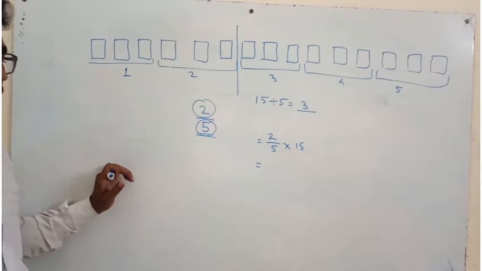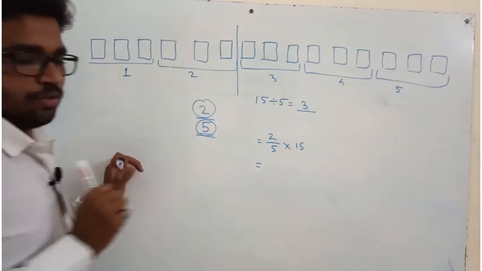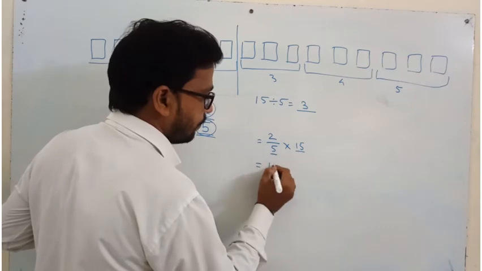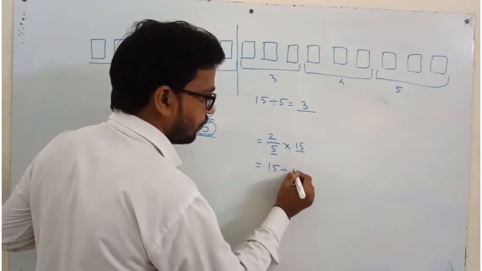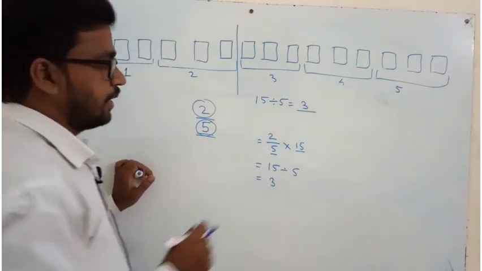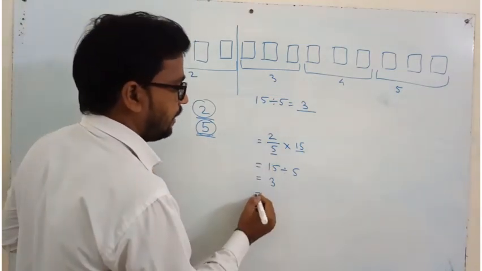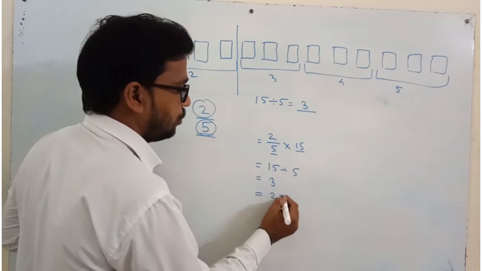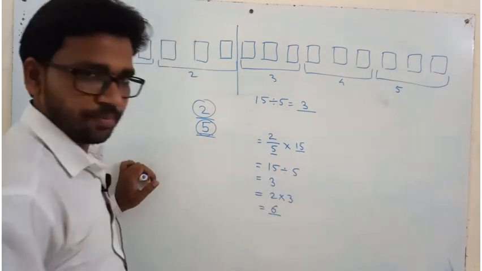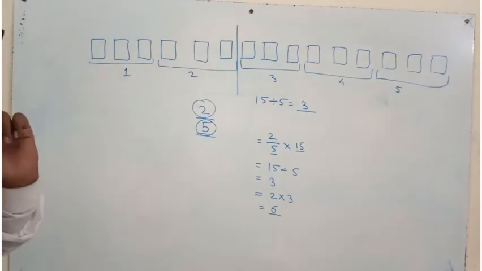2/5 of 15. So first, what do we have to do? We have to divide this 15 by 5. So we get the answer 3. Okay, and then multiply this 3 by 2. So we get the answer 6. Okay, so it is our answer.